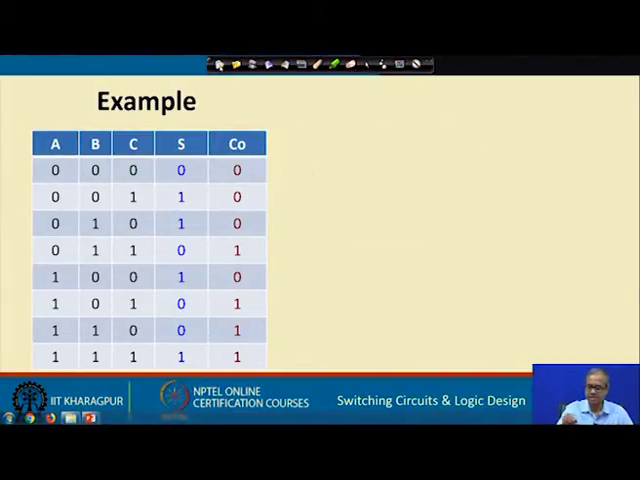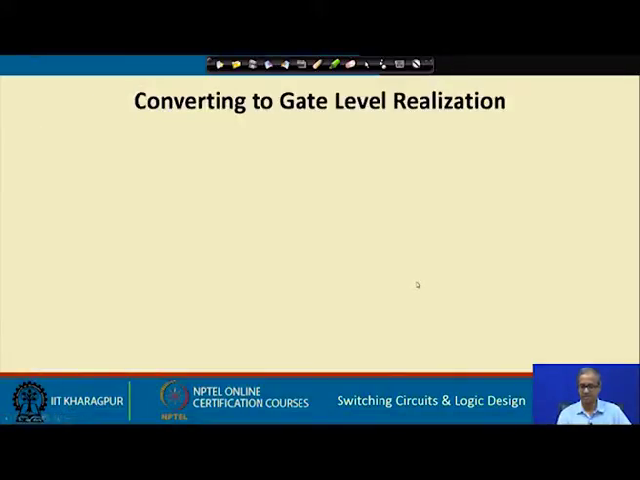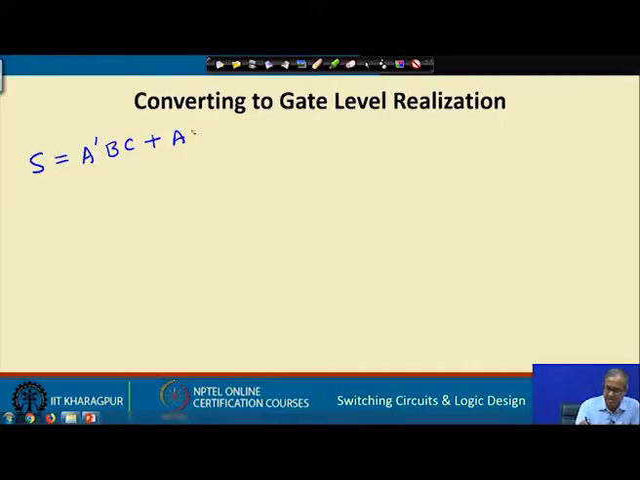Now, since our ultimate objective is to design this circuit, once you do it, what next? So, can we convert this function into a gate level circuit? Let us see how. Let us write down that expression once more. So, what you saw is sum is nothing but a bar b bar c plus a bar b c bar plus a b bar c bar plus a b c.